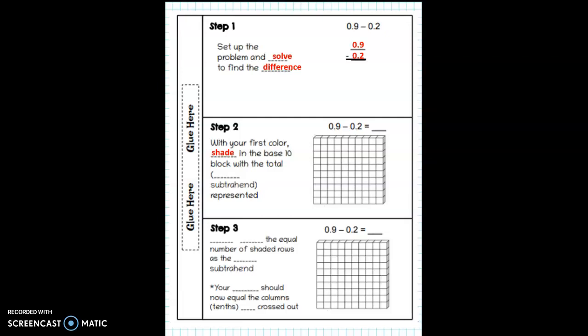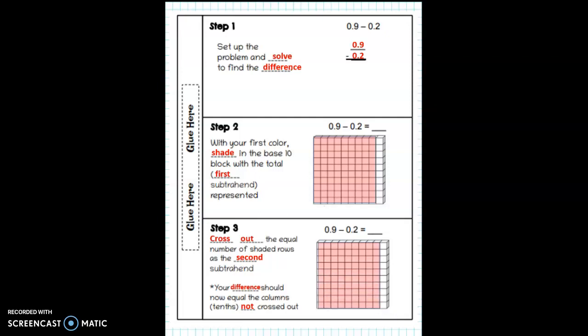With your first color, shade in the base 10 block with the total of the first number represented. So we have 0 and 9/10, so we need to shade in 9 columns. Cross out an equal number of shaded rows as the second number. Your difference should now equal the columns not crossed out.